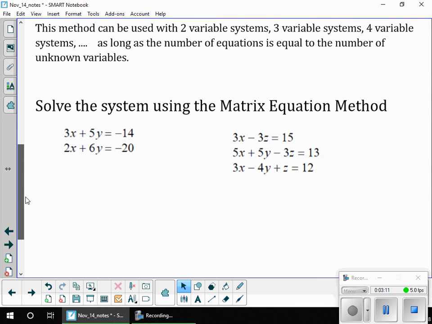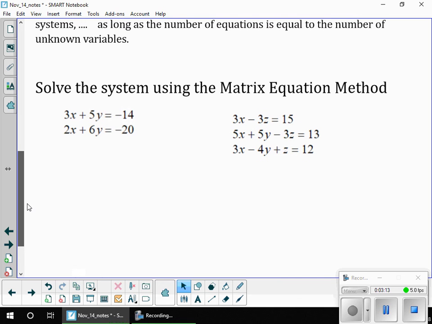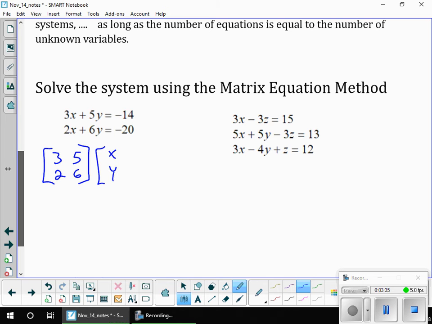I have 3x plus 5y equals negative 14, 2x plus 6y equals negative 12. We could solve this any one of the ways, but we're going to go ahead and use the system that we're talking about right here. So our first step is we need to find the matrix of the coefficients. And then we have our variable system equals our constant system.